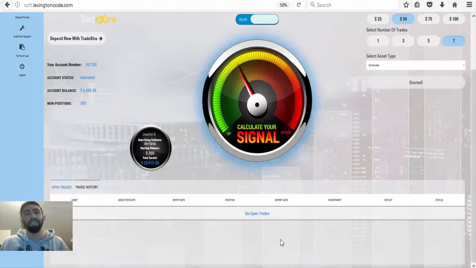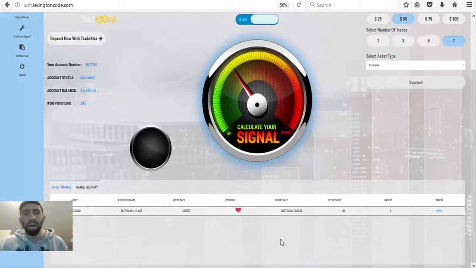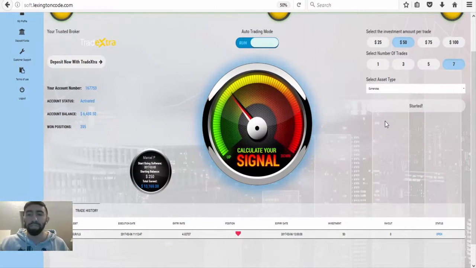And in comparison to other trading softwares out there, Lexington Code operates very quickly in terms of analyzing the markets and placing trades. There are other softwares out there that leave you guessing as to what the software is going to do, how many trades the software is going to place. So that's why I always recommend, if you're new to binary options, to check out the Lexington Code, because you have total control just by adjusting a few of the settings here.